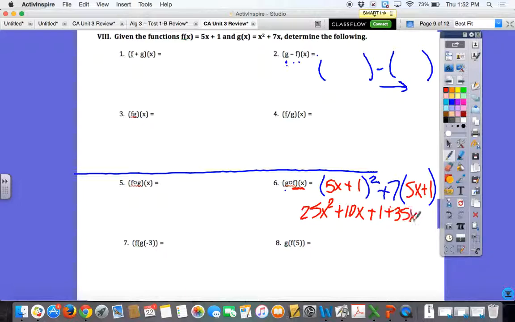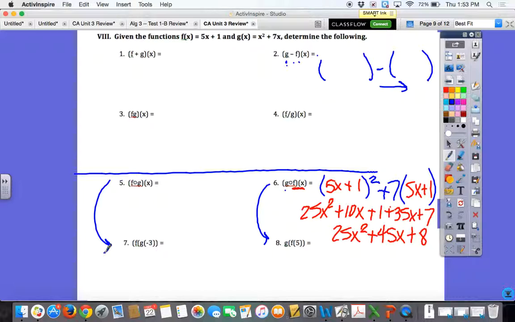This is 35x plus 7. Get your like terms together. 45x plus 8. Now, I will point this out to you. Pay attention to the correlation between these problems. This is f of g of x. This is f of g of negative 3. This is g of f of x. This is g of f of 5. Guys, if you do number 5 and 6 correctly, then 7 and 8 should not rock your world.